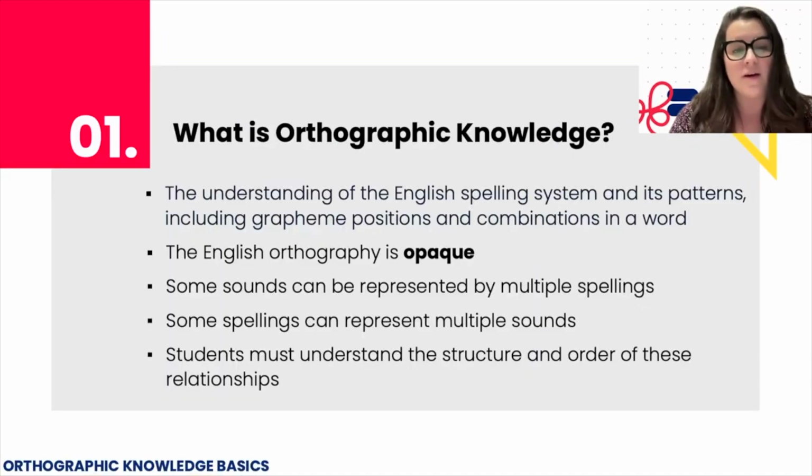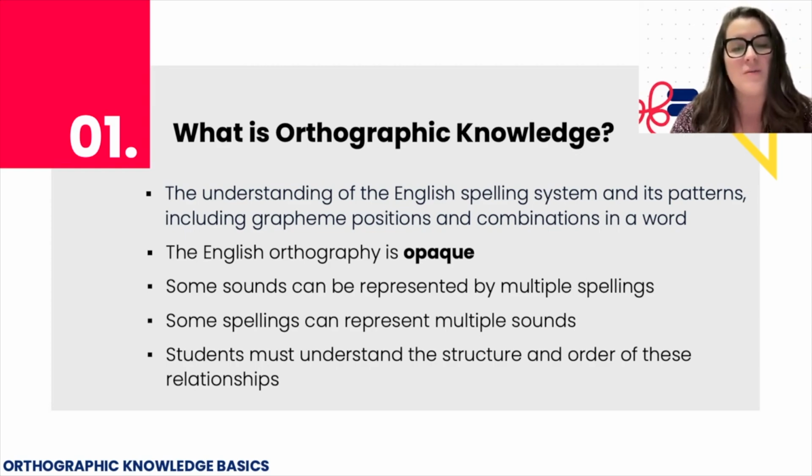A language's orthography is its writing system, a standardized system of how oral language is represented in print. Orthographic knowledge includes understanding the writing system of English. It's important to note that the English orthography is opaque. You may also hear that English has a deep orthography. Both of these terms refer to the fact that it is not necessarily a one-to-one relationship between a letter and a sound, or a phoneme and a grapheme.